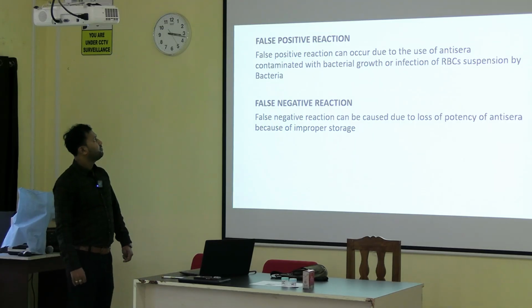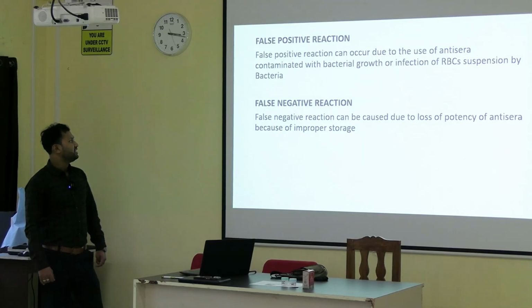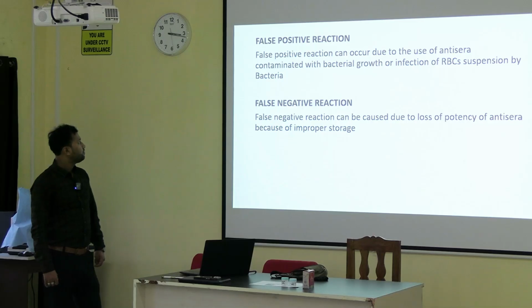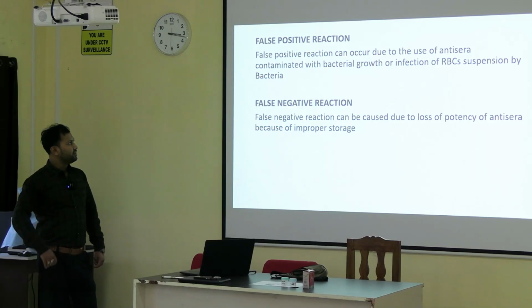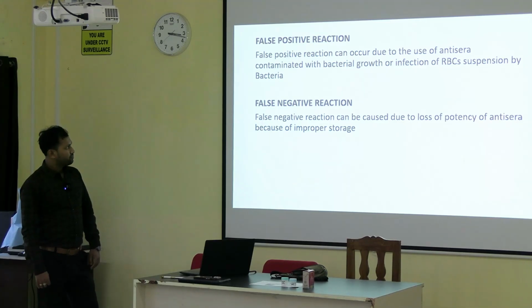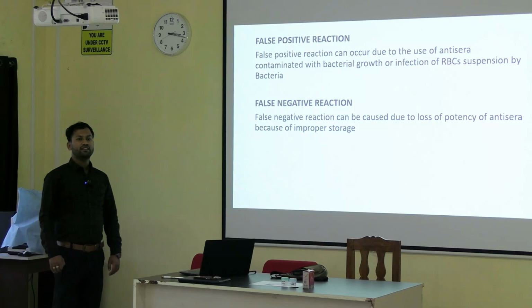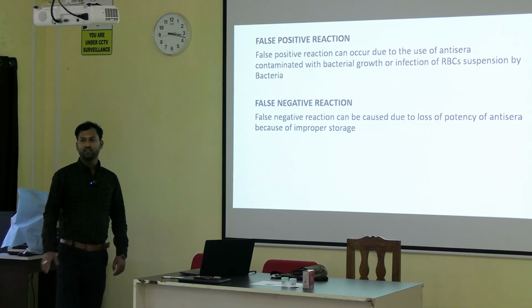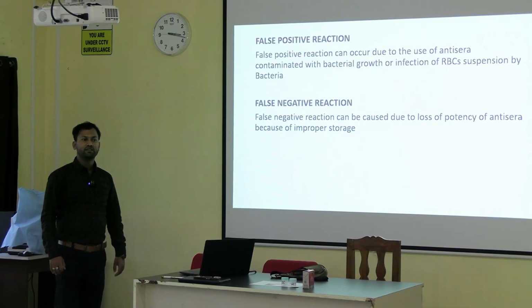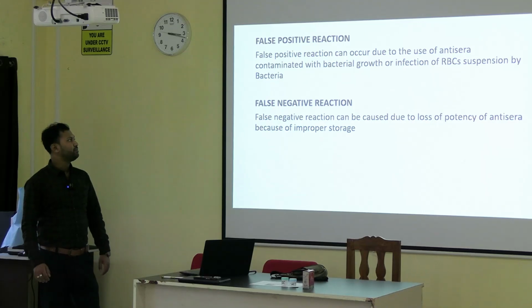Now, what is a false positive reaction? What is a false negative reaction and how can it occur? A false positive reaction can occur due to the use of anti-sera contaminated with bacterial growth, or infection of the RBC suspension by bacteria. Means if there is any bacterial or fungal growth inside the anti-sera, or any bacterial infection in the blood, then that may cause a false positive result.